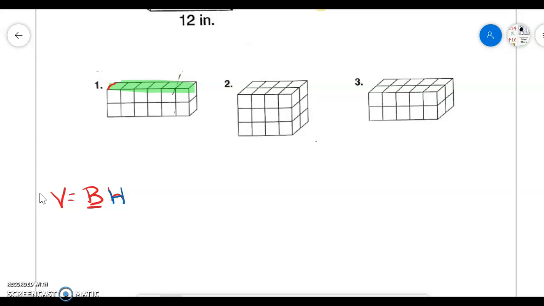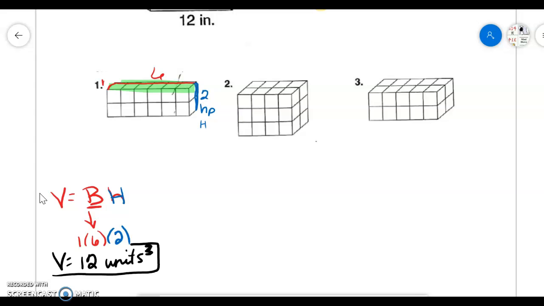So on this base shape, I have a 1 by 1, 2, 3, 4, 5, 6 dimension. So area of my base shape is 1 times 6. And then my height, my big H, is 2. This is my height of my prism, which we're going to call big H. So then I would say 1 times 6 times 2, the volume is going to be 12 units cubed, and we're going to use cubed because this is a three-dimensional shape. When we did area, we had units squared because it was just two-dimensional.